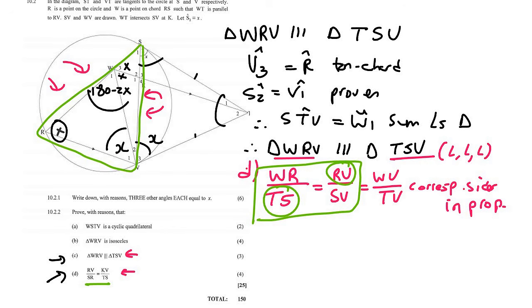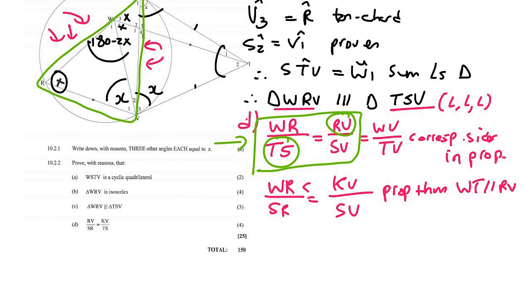So what we can do is something like this. We can say WR over SR would be the same as KV over SV. Alright, so what I'm going to do now is take this one over here and get WR times SV by itself.